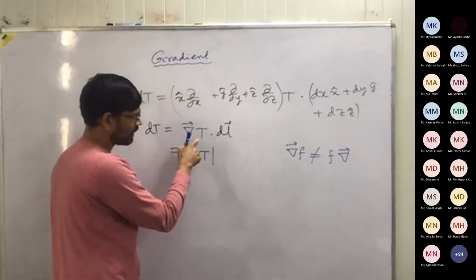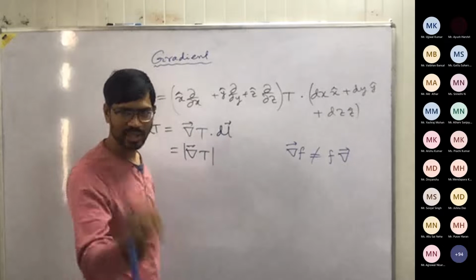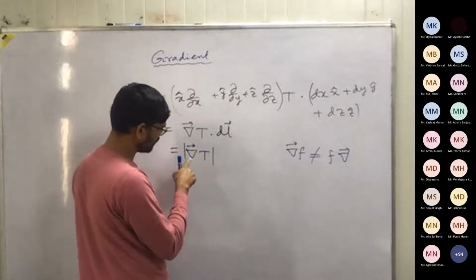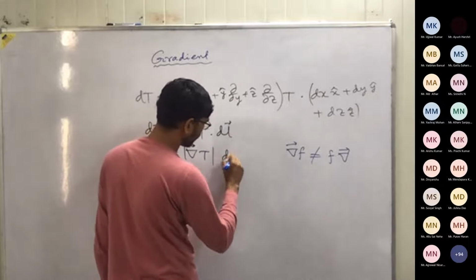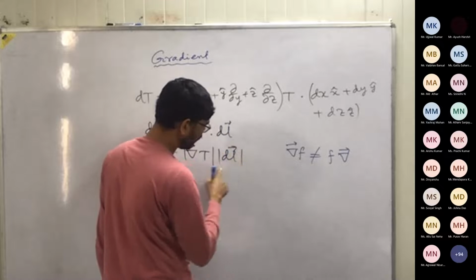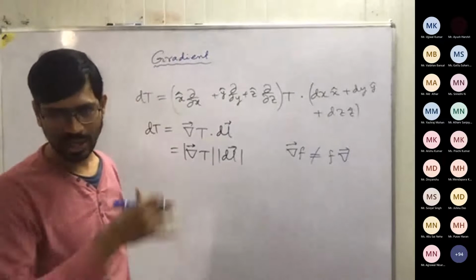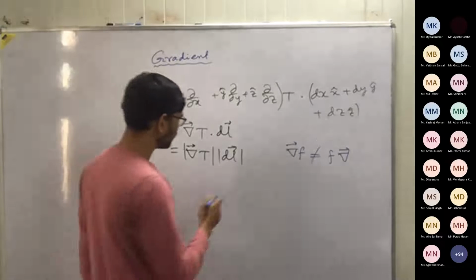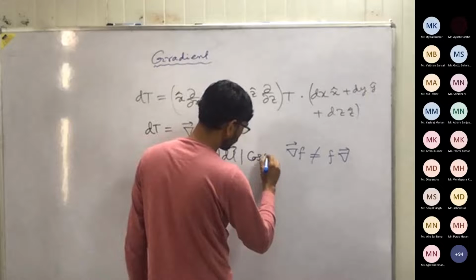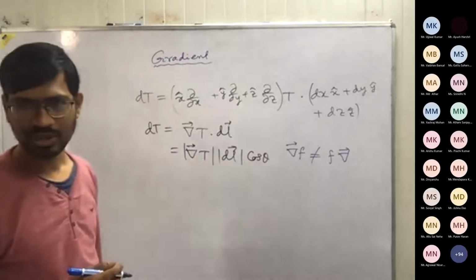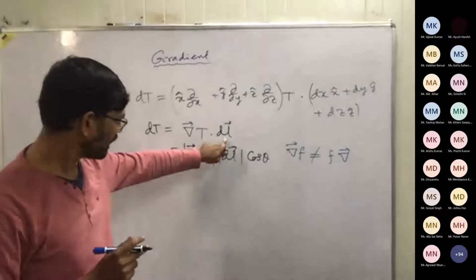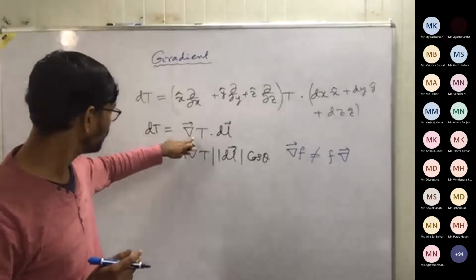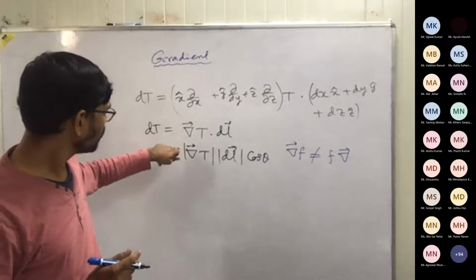Now I can also write grad T. Here we have one vector and another vector, and their dot product I can write as the magnitude of this quantity, and here is another magnitude. Probably you write magnitude in a different way, but this is the general notation. And then the cosine of this angle, where theta is the angle between this dl vector and the gradient of T.